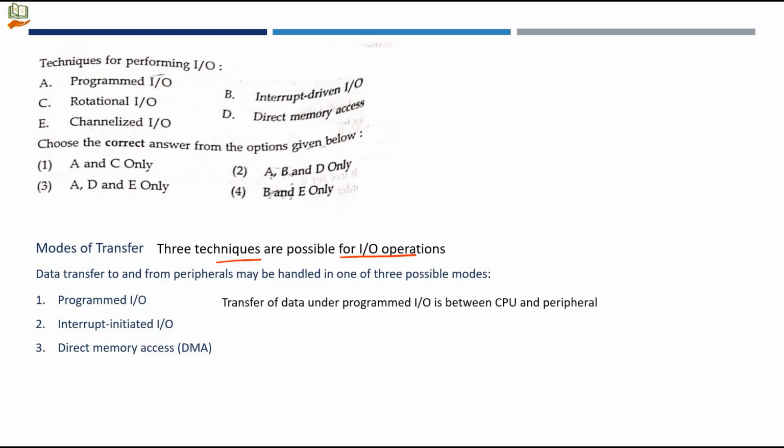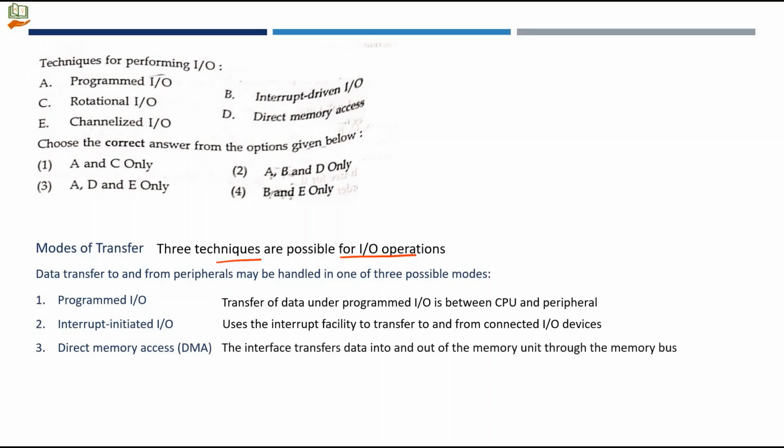What is programmed IO? Transfer of data is between CPU and peripheral. In interrupt initiated IO, it uses the interrupt facility to transfer to and from connected IO devices. In DMA, it transfers data into and out of the memory unit through the memory bus. From here we can say A, B and D are the right answer. Option number 2, A, B, D only will be the right answer.